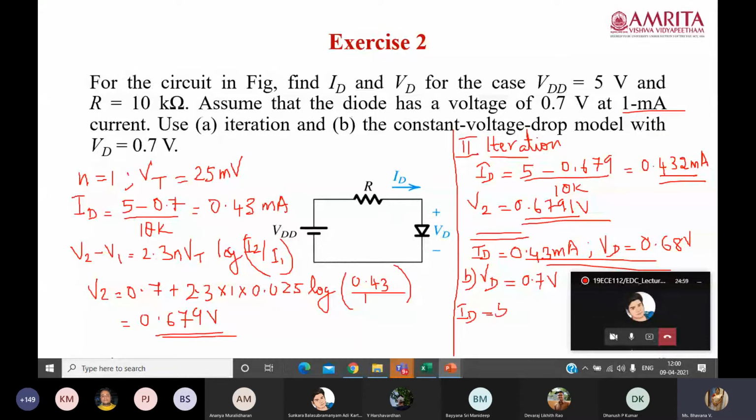5 minus 0.7, 4.3, into 10 power minus 4, which is equal to 0.43 milliampere. So using the constant voltage drop model, VD will be equal to 0.7 volt and ID is equal to (5 minus 0.7) by 10K, which is equal to 0.43 milliamps. So the currents are almost the same, only the drop is different depending upon the different model we have used.